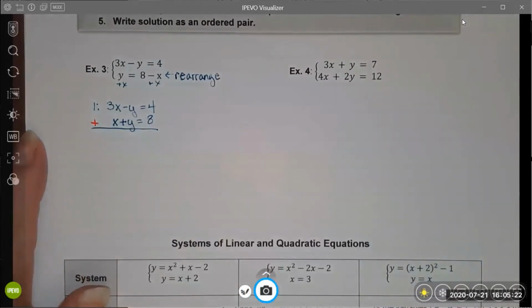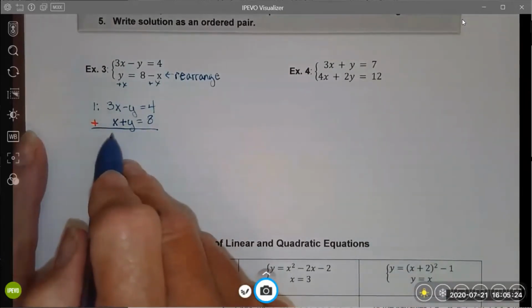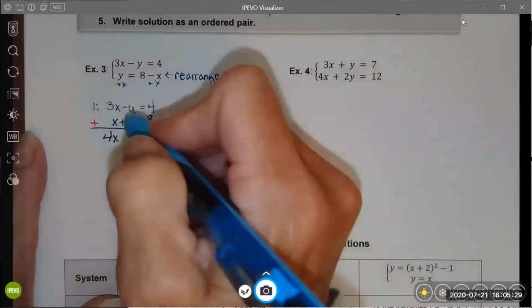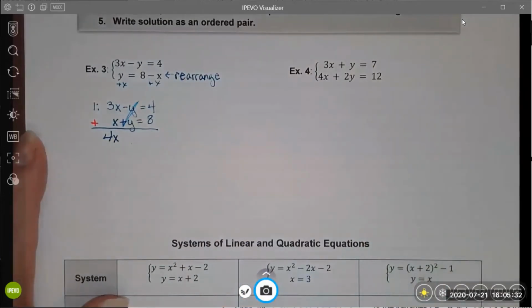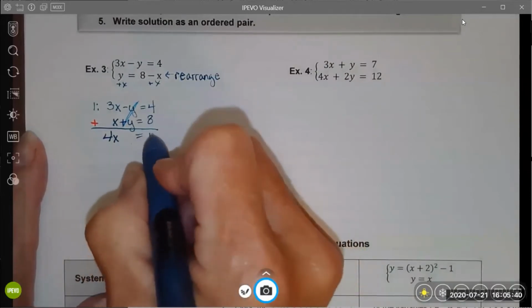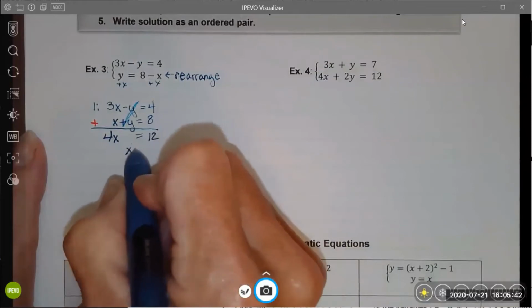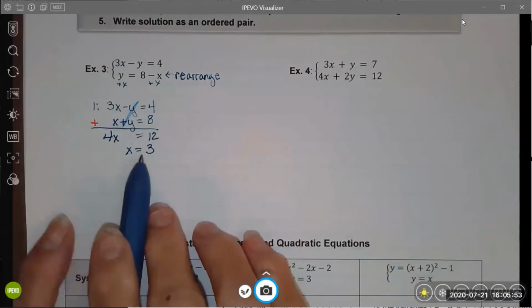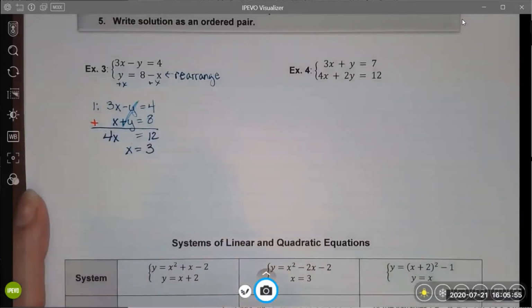All right, so when I add these, 3x plus x gives me 4x. And then I notice that these two variables cancel out. And finally, I can say 4 plus 8 is 12. Divide both sides by 4. I get x equals 3. So now I have the value of one of my variables. I can now substitute x equals 3 into either of the equations to find my actual solution.